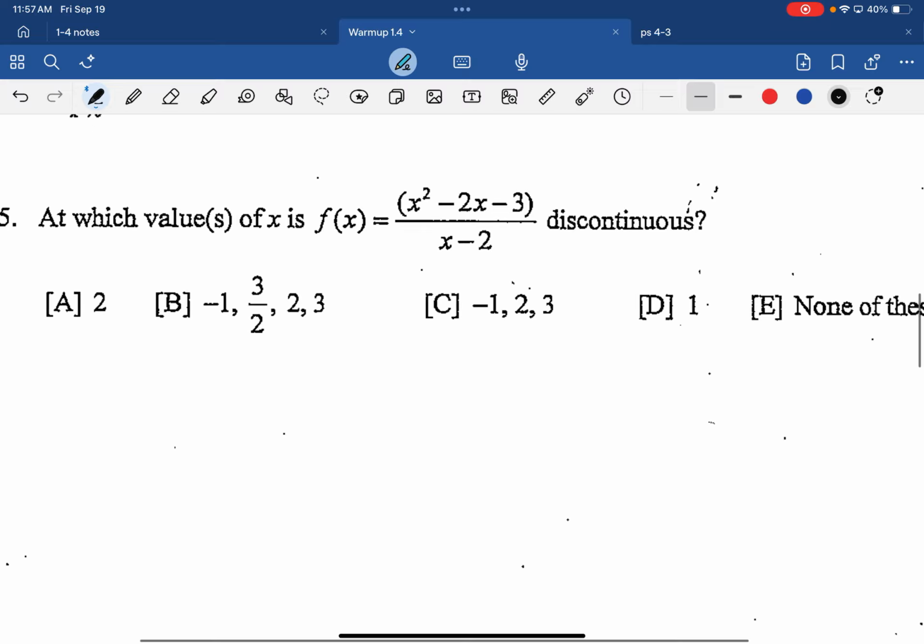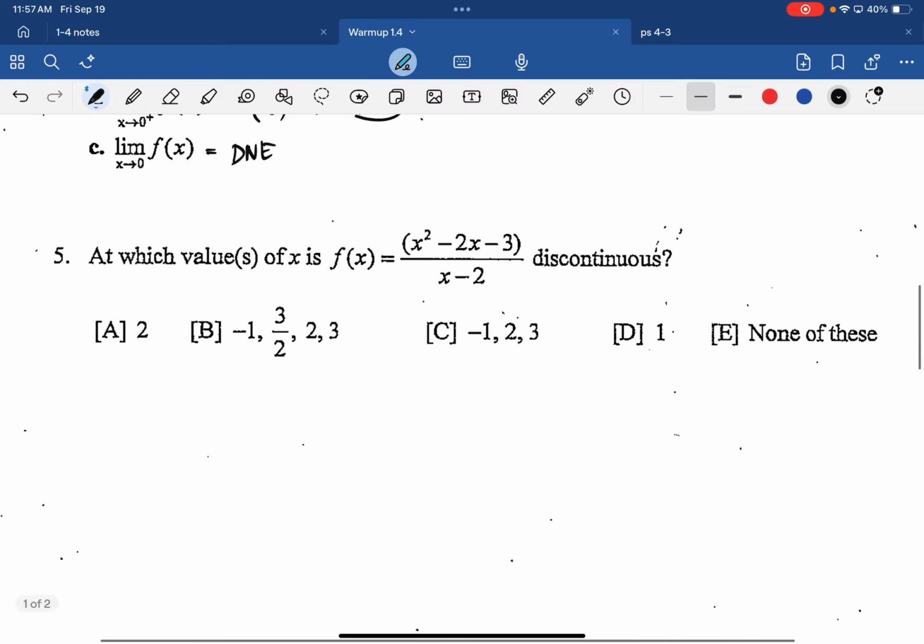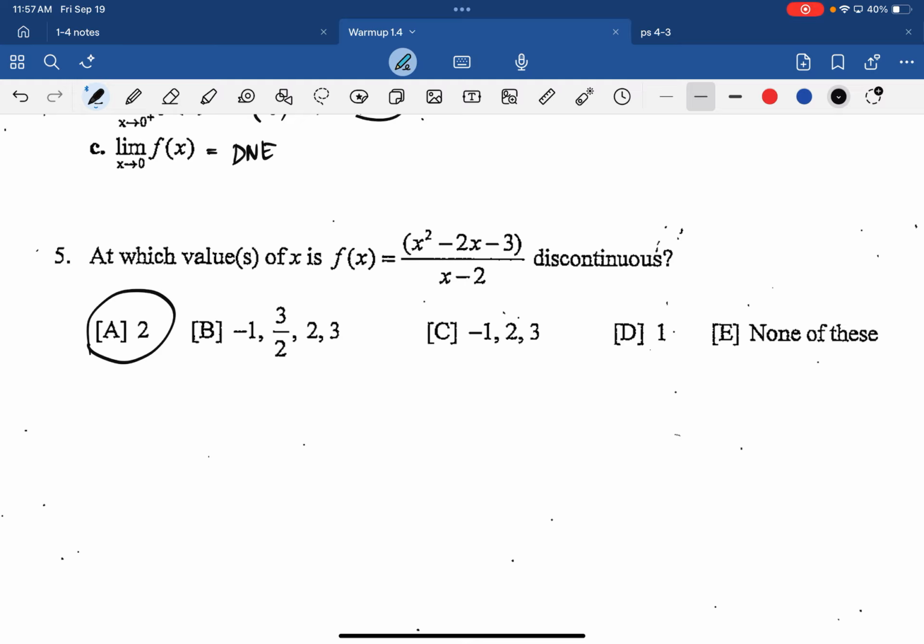This is an example of a question asking about discontinuities. The answer is A, x equals 2, because this function is discontinuous whenever the denominator is 0. That's x equals 2. That's it.